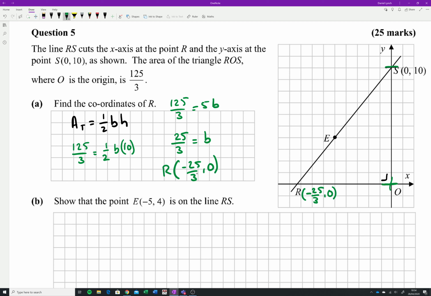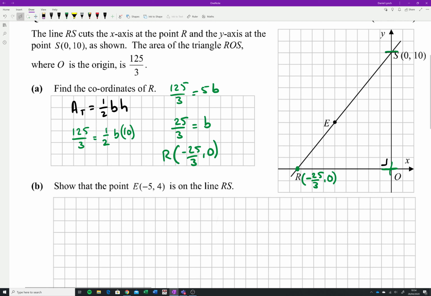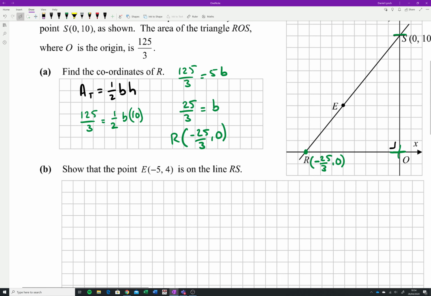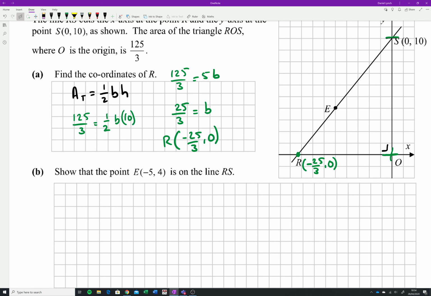It then says show that the point E, which is minus 5, 4, is on the line OR-S. So there's OR-S. To show that a point is on the line, you should be subbing it into the equation of the line. To get the equation of a line, you need a point and you need a slope. Now don't take E as the point. The whole idea behind this is that we're going to show that that's on the line. If you make a presumption that it's on the line and then sub it in, of course it will work, but that won't have shown that it's independently on the line OR-S.